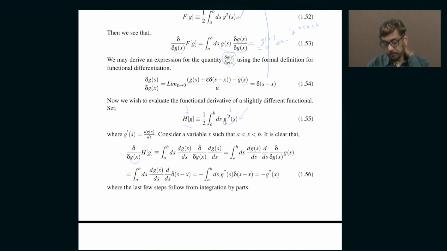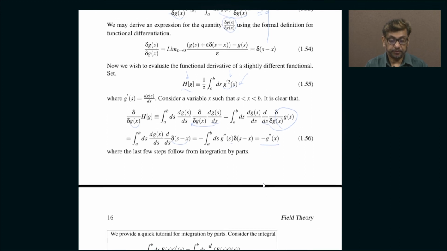So now you see s is unrelated to x, so I can pull that out, and then this becomes the Dirac delta function. Okay, so then I can bring over the derivative here, then it becomes something like this. So you see d by dg of x of h of g is nothing but minus g double dash of x. So this is just to give you some practice in handling functional derivatives and functional integrations and trying to understand what functionals are, so that you will be able to use them more convincingly and accurately later on.